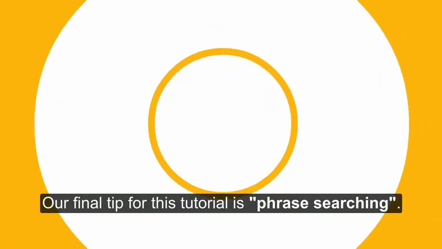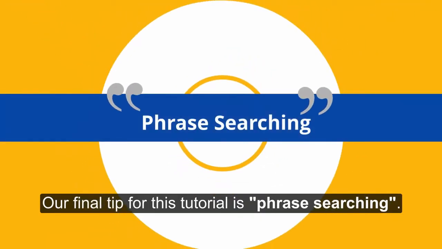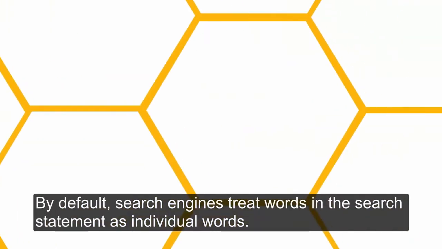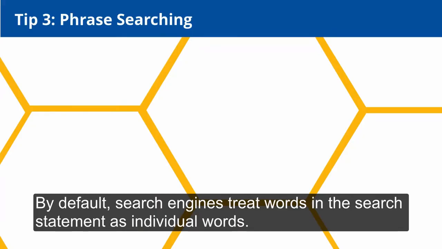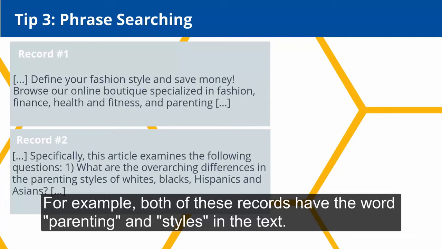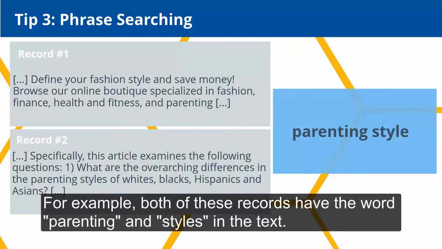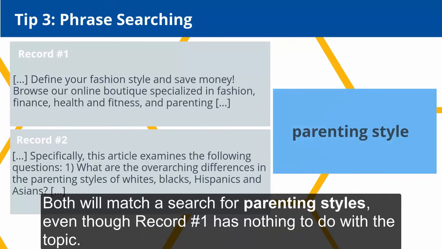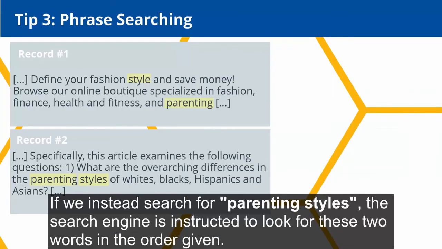Our final tip for this tutorial is phrase searching. By default, search engines treat words in the search statement as individual words. For example, both of these records have the words parenting and styles in the text. Both will match a search for parenting styles, even though record number 1 has nothing to do with the topic.